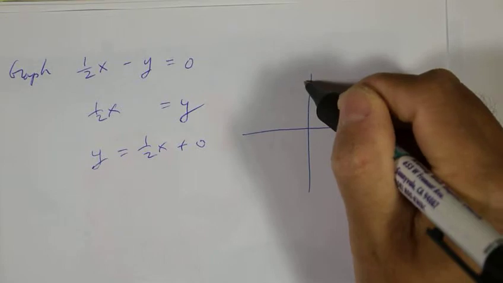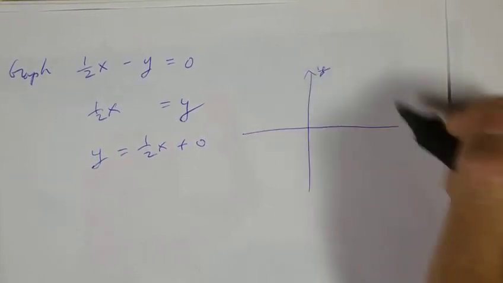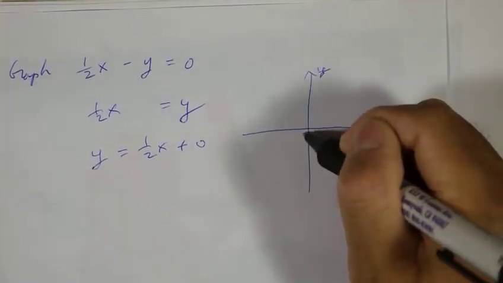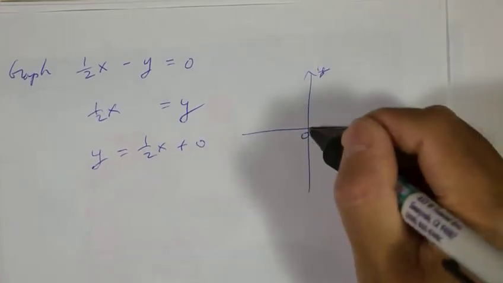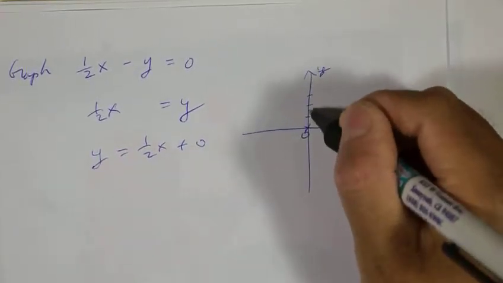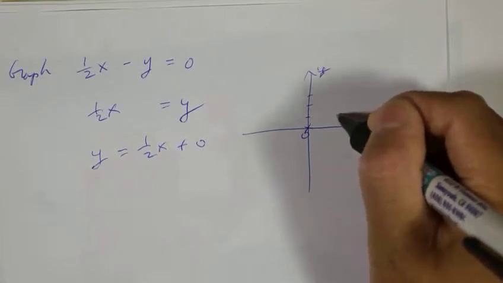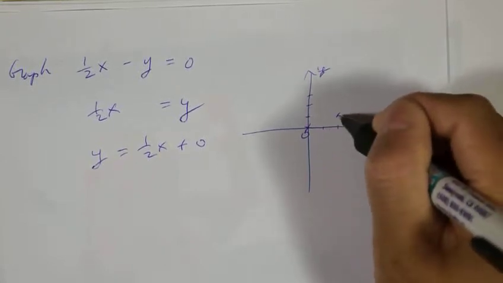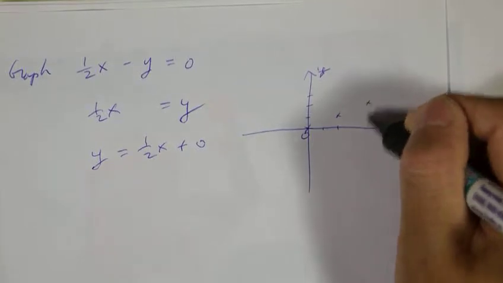Draw the Cartesian plane. The origin is here, and then mark it there. The slope is 1/2. So I simply go up 1 unit, move to the right by 2. Go up 1 unit, move to the right by 2 as a rough sketch.